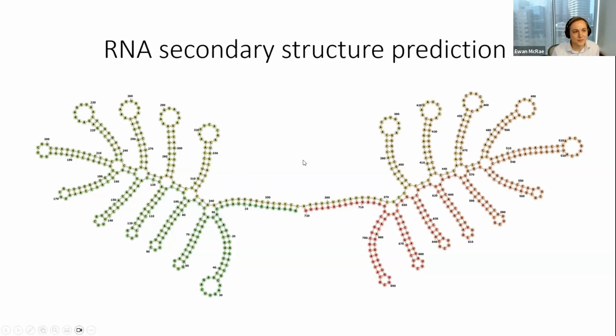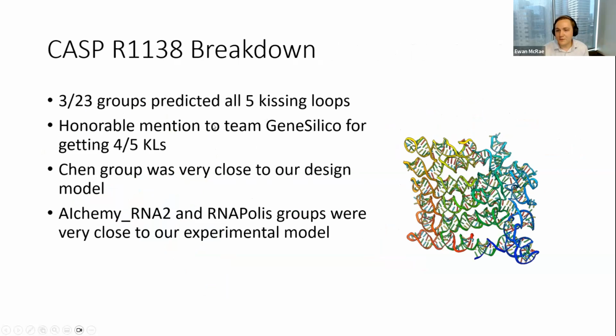So as a structure prediction target, it's kind of unique in that it has only one really satisfactory minimum free energy structure. So all the base pairing should be correctly predicted. And the challenge will come in correctly stacking across these four-way junctions and recognizing these kissing loop interactions. And so now I'll do a breakdown of the results from the CASP contest.